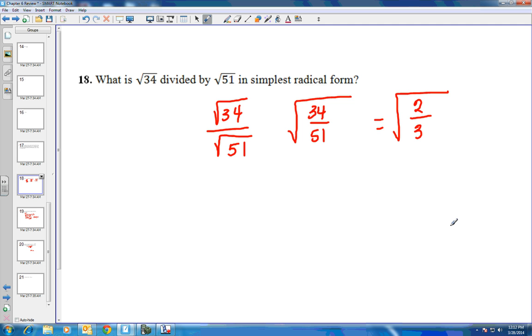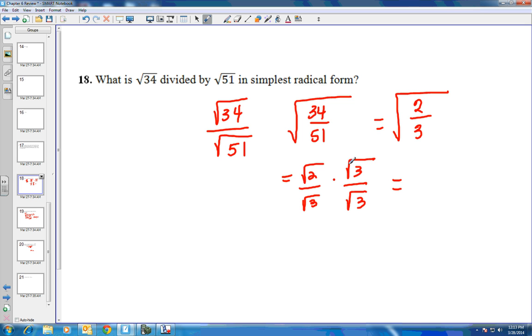So, what's the problem with this answer? Because really now I have square root of 2 over square root of 3, right? Okay, I have a square root in the bottom, and that's not allowed. So to get rid of that square root on the bottom, what can I multiply the top and bottom by? Square root of 3 over square root of 3.